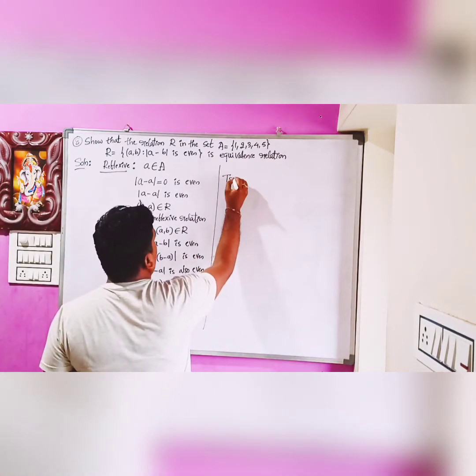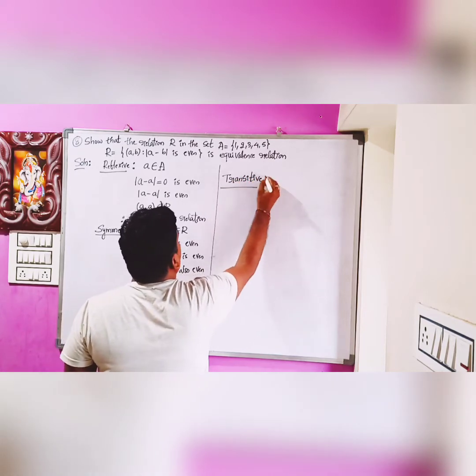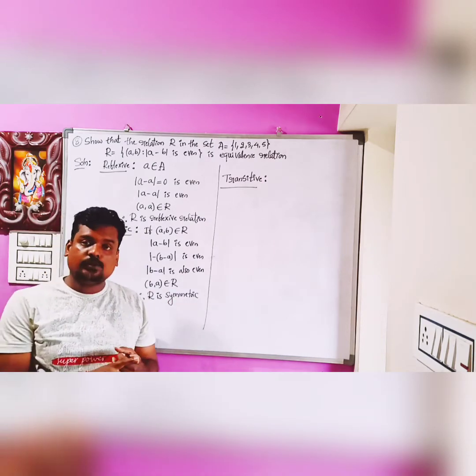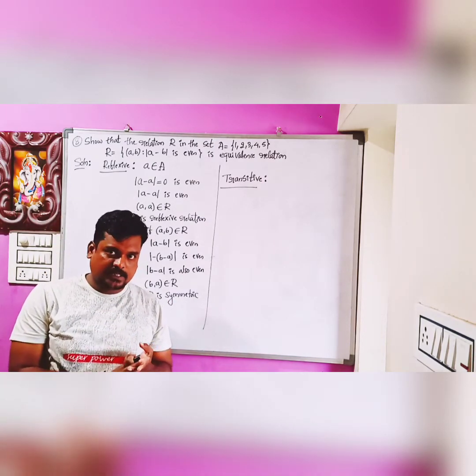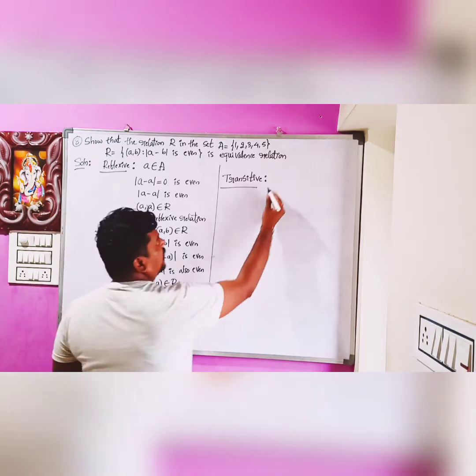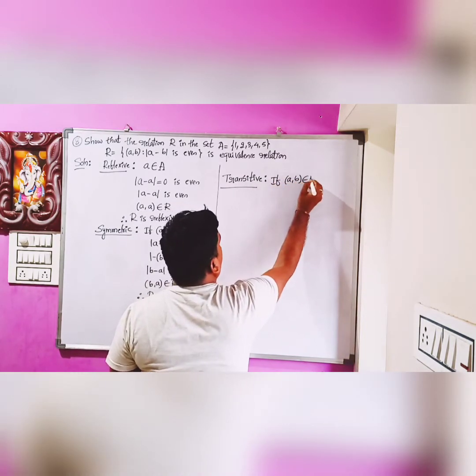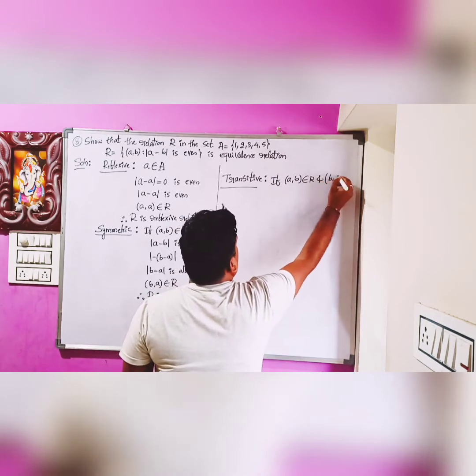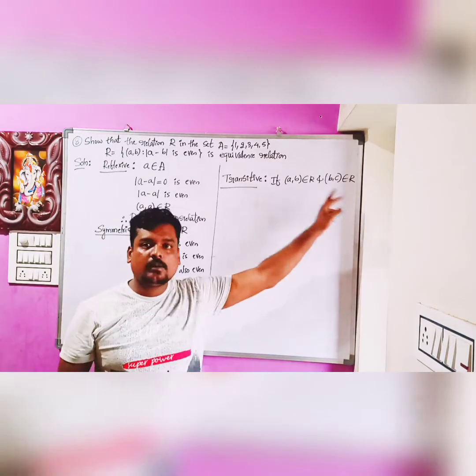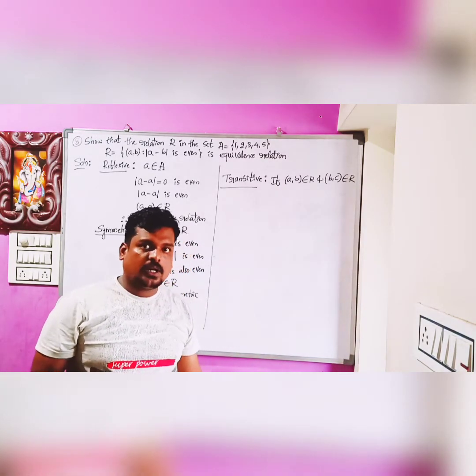For transitive, see, what is the definition of transitive? We have to take two ordered pairs, A comma B and B comma C, and check whether A comma C belongs to R or not. If A comma B belongs to R and B comma C belongs to R, now we have to check whether A comma C belongs to R.